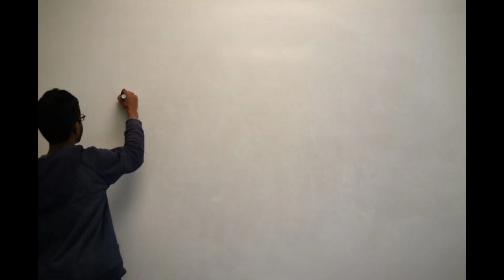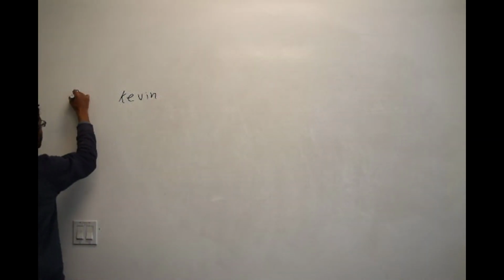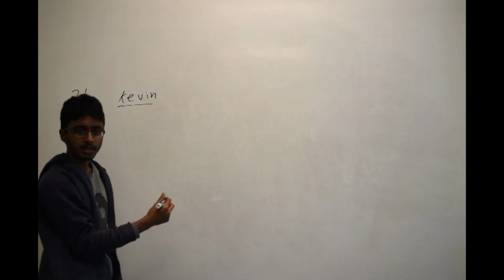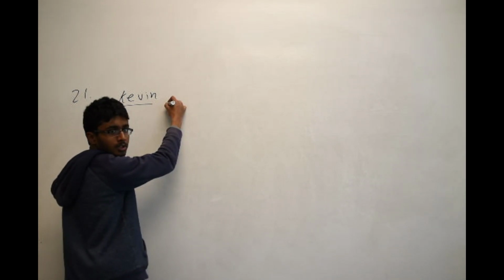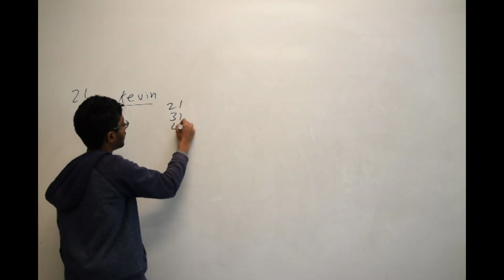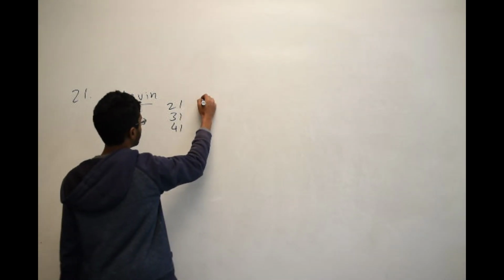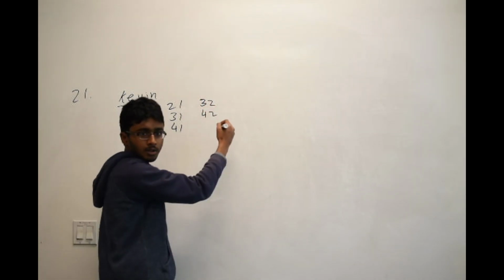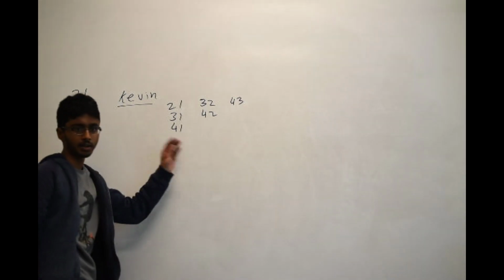Okay. So Kevin randomly picks two distinct numbers from the set 1, 2, 3, 4 and forms a two-digit number with the maximum possible value. Since you're not given a lot of numbers to work with, this is a problem ripe for bashing. So let's just list the possible numbers Kevin could have written down: 21, 31, 41, 32, 42, and 43.